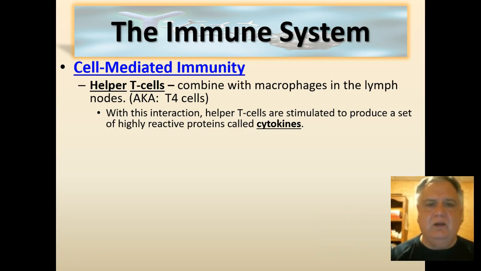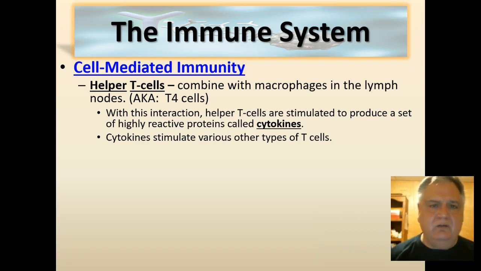Once that encounter takes place, it sort of engages the helper T cells, they become activated, and they begin to produce these highly reactive proteins called cytokines. These cytokines then, once produced by the helper T cells, will then stimulate various other T cells into action. So that's why they're called helper T cells, because they help to stimulate the remainder of the immune response.